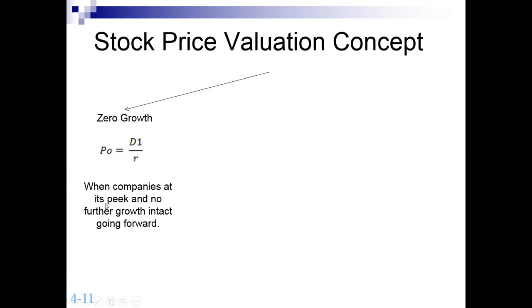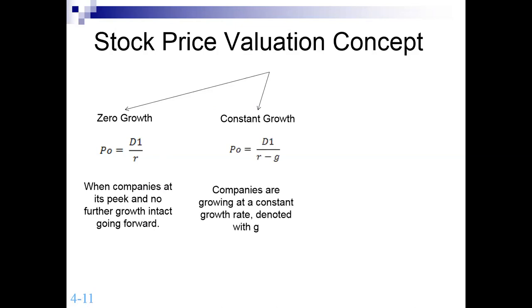When the company is at its peak, there is no further growth going forward. The second case, which we assume, is called constant growth, where on a geometrical progression we calculate that the company has a constant growth, and this growth will continue from year to year for the foreseeable future. Of course, this will not be an infinite value, but we can assume that this growth rate will remain constant for a certain number of years.